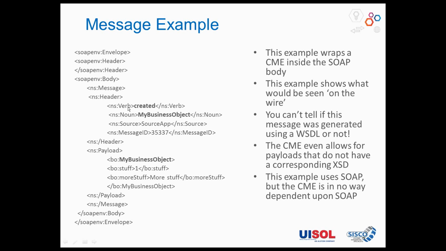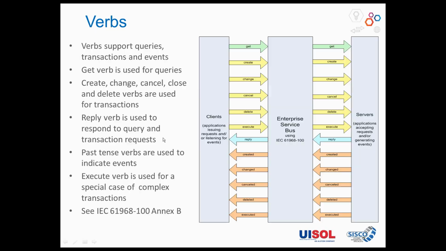And the header is going to contain the noun and the verb, the source, the message ID. There may be other things in here too. If it's asynchronous, there's probably going to be a correlation ID in here, which we'll talk about in a few minutes. Okay, so what kinds of verbs do you have? Well, to support queries, we have get. So the get verb would take care of any queries. The create, change, cancel, delete, execute, these verbs are for transactions. The reply coming back is obviously a response to that transaction. And then the created, changed, canceled, deleted, and executed, you'll notice they're past tense.